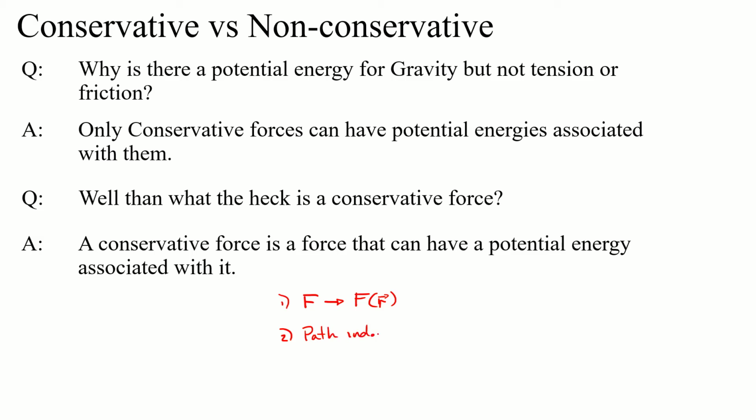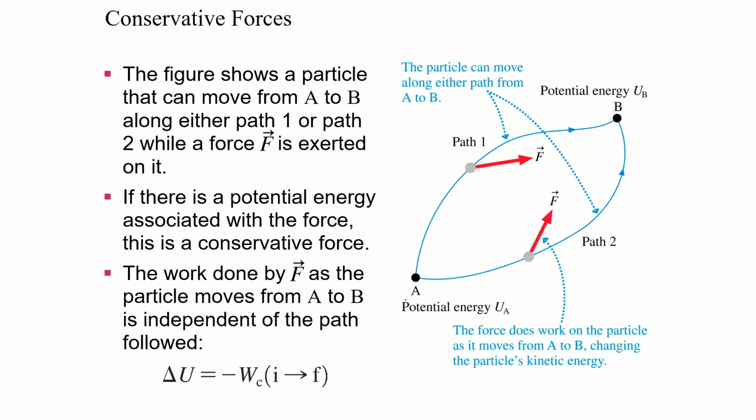The second condition is that it has to be path independent. What that means is the work done by that force going between point A and point B has to be the same no matter which path you take from point A to point B. So if we have some object here at point A and we move it to point B, and we consider some force acting on it, if going along path 1 gives me a different amount of work than going along path 2 when I go from A to B, I can't assign a potential energy to that.